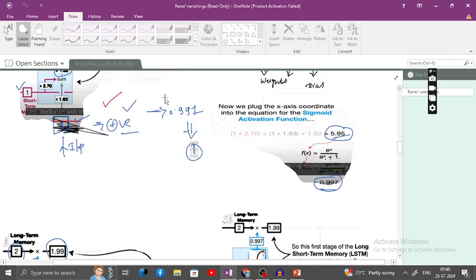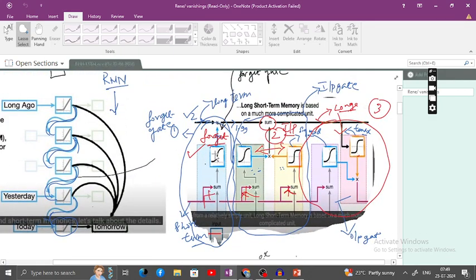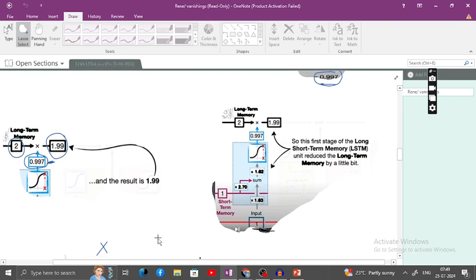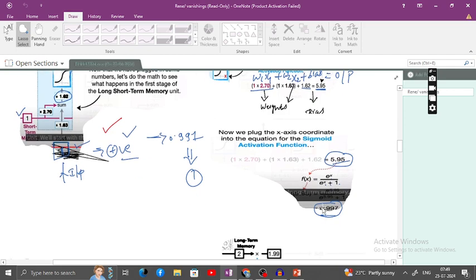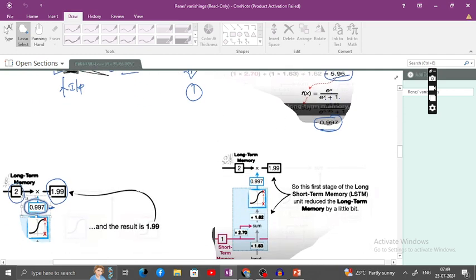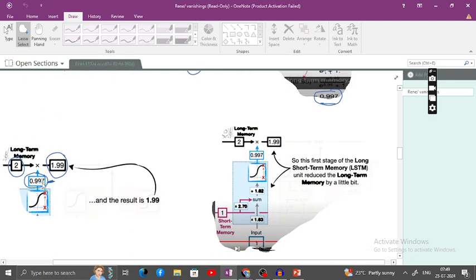So look at this. 0.997 came. What is this 0.997? This is the output coming from the sigmoid function, and that will be fed into the long-term memory. So that is what is happening here. 5.95 is passed inside the sigmoid function, and we got 0.997. Earlier this value 2 is assumed, and what I am going to do is combine my output 0.997 with the 2. I will get 1.99.